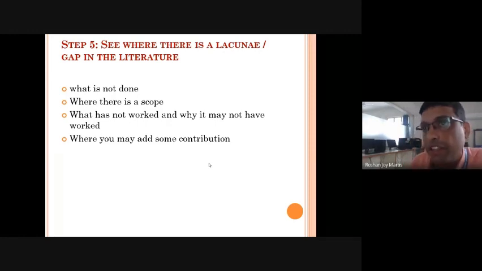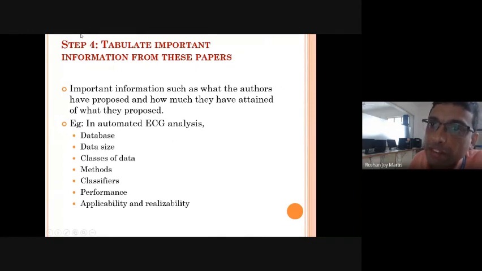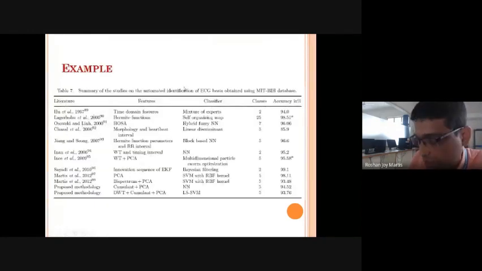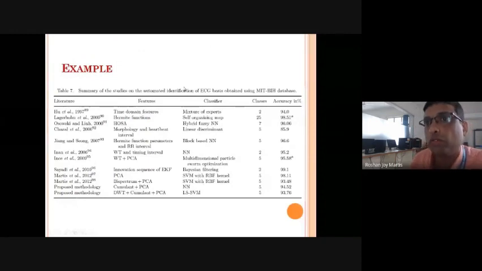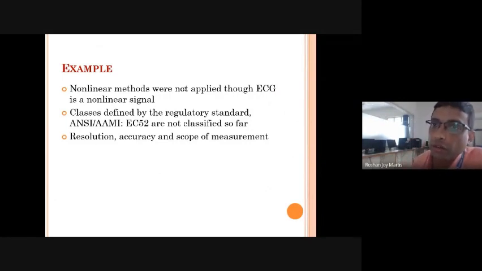in every paper. And these parameters are specific to my research; in different research, these parameters change. So different parameters may be there in different research. Okay. So one example, this is what I said: nonlinear methods were not explored for the ECG. And this is one gap.